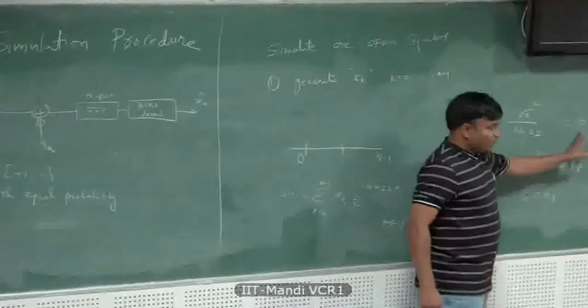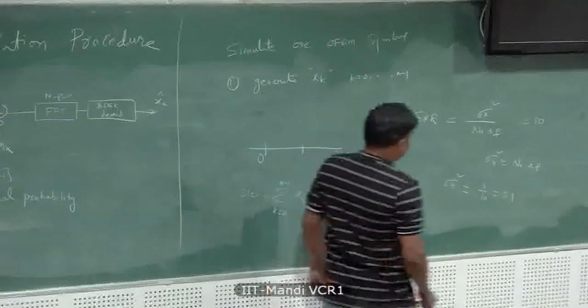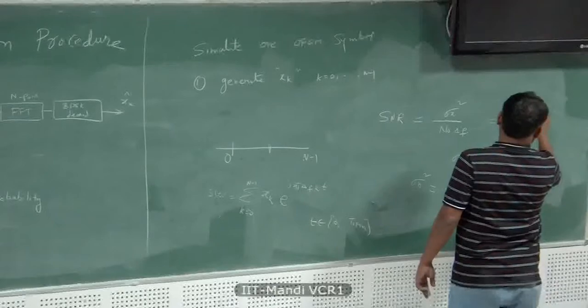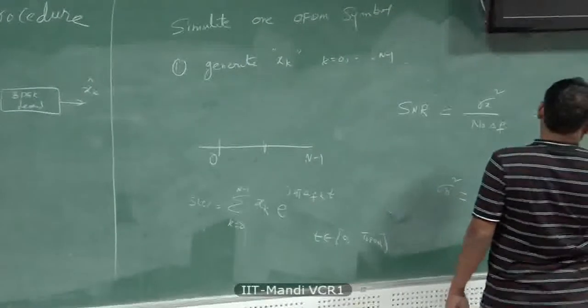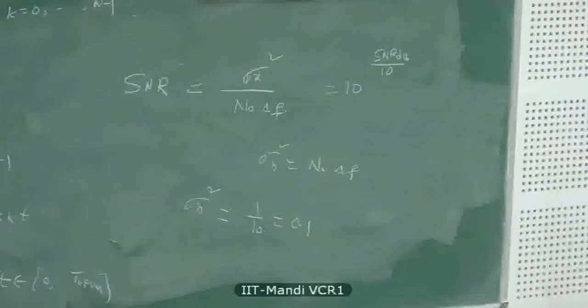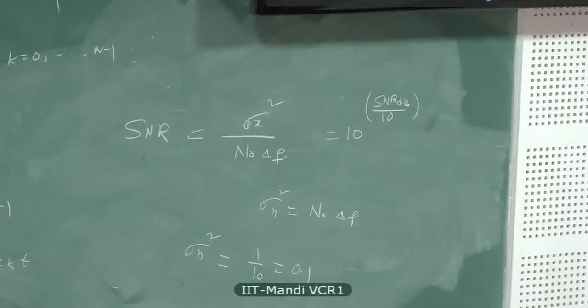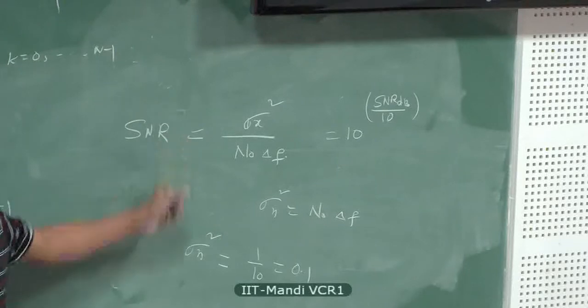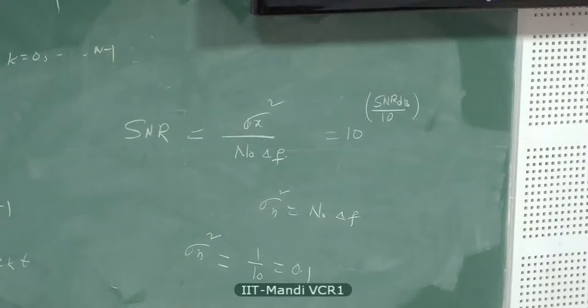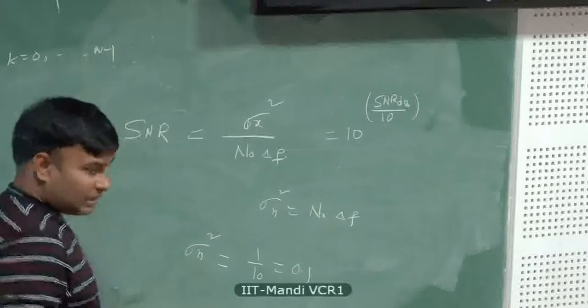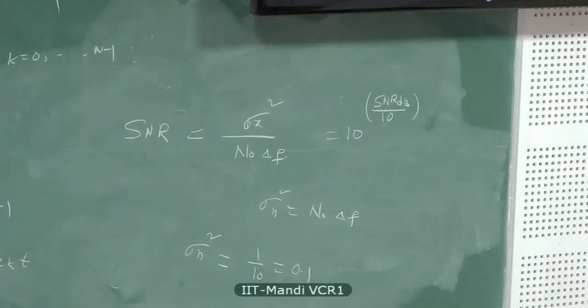Right now it's not dB, it is a number. If SNR was specified in dB, then you have to take 10 raised to SNR in dB divided by 10, and that will be the SNR, which is the numerical value on the linear scale. Does it make sense? So now you know the noise variance. This is the noise variance for each sample n_k.